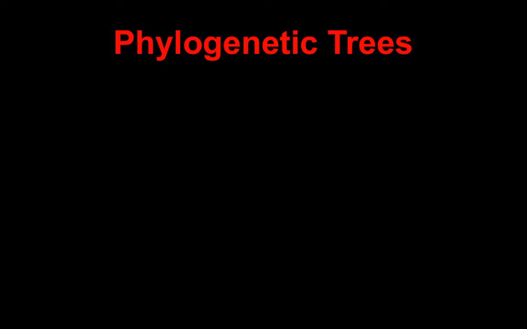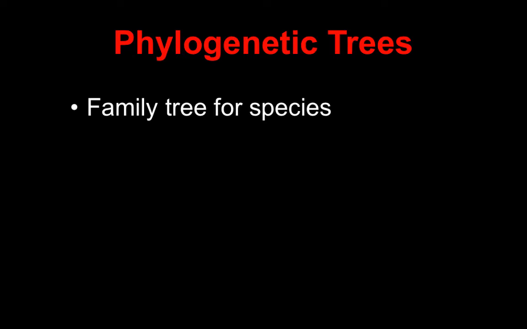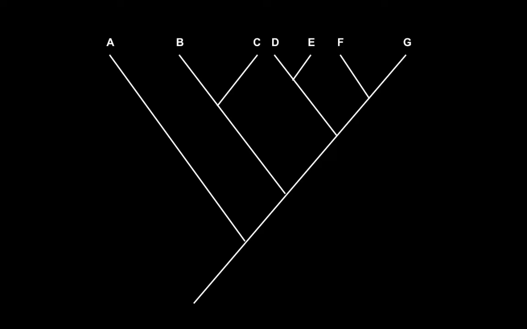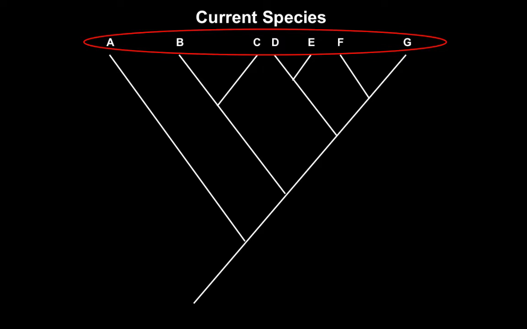Now let's see how we can do this more in a graphic way that shows common ancestry. And we're going to use a phylogenetic tree, which is essentially a family tree for species, and it shows common ancestors and how species have diverged over time. So here's an example of a phylogenetic tree, and the species at the top, these are current species. These are the ones that are currently living. Each time that there is a split, that's where the species diverge. So that is their last common ancestor.